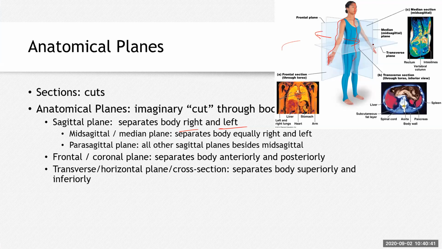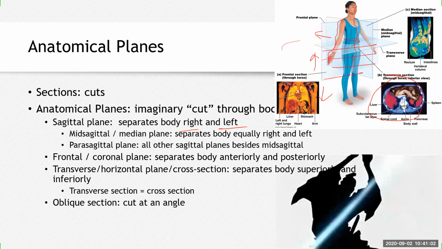When we cut things like this, now we're separating things superiorly and inferiorly. It's also known as a cross section. If you take a look at this transverse section here, it's also known as a cross section. Anything at an angle that doesn't fit any of the other planes we just mentioned is called an oblique section. All right, let's test you and see whether or not you understand these particular sections and planes.